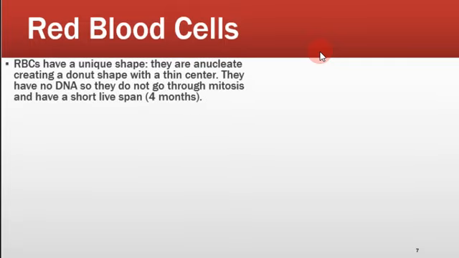All right, let's talk about the red blood cells. They have a unique shape. They are anucleate. You know what that means? They do not have a nucleus. Red blood cells do not have a nucleus. So what can they not do? Can't reproduce. They can't reproduce, okay?